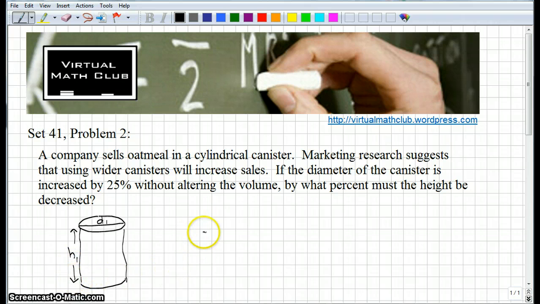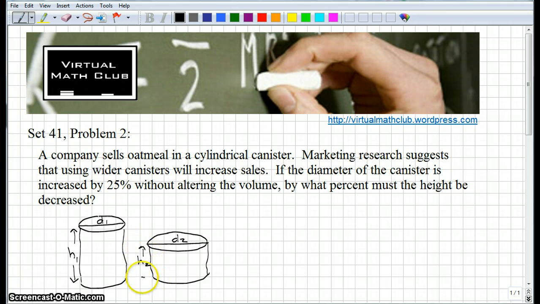Now we're going to take the diameter and increase it by 25%. So it's going to be shorter and fatter. So let's draw another canister that looks something like this. I'm probably exaggerating, but it looks something more like this. And here the diameter is D2 and the height is H2.